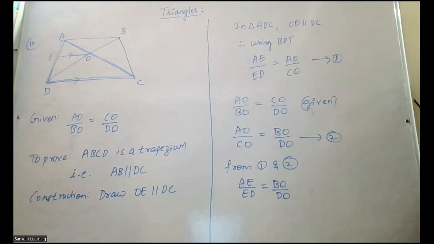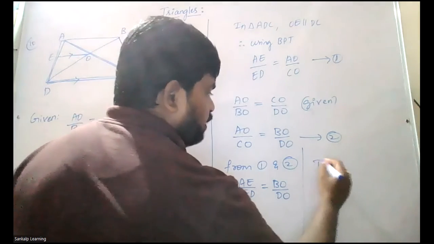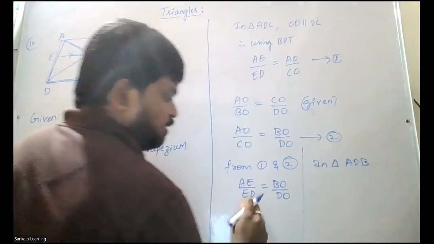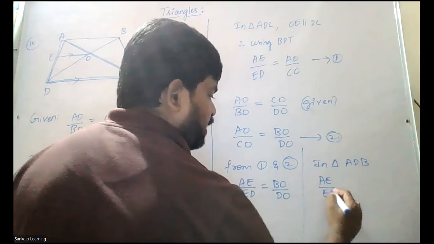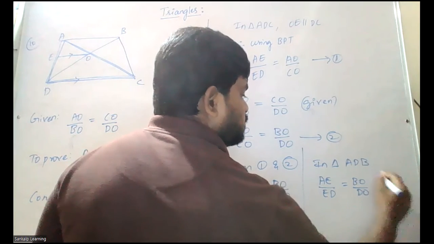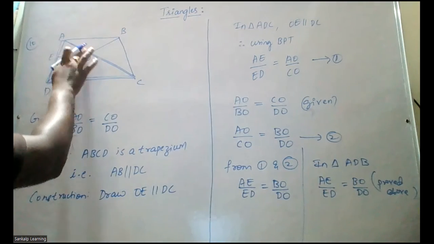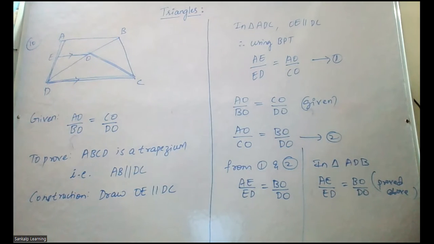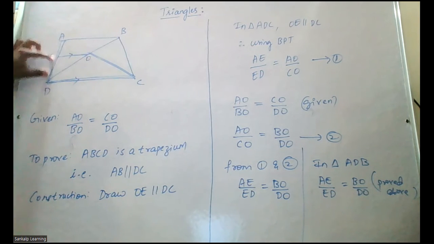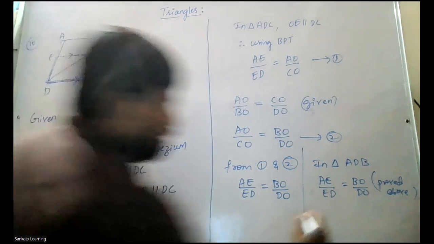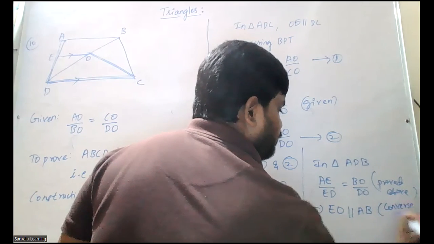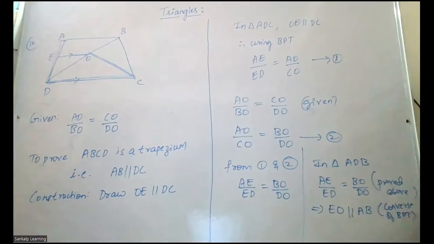Now, in triangle ADB, we can write this because just now we have proved it: AE by ED is equal to BO by DO. Now observe what is happening. We have got that AE by ED is equal to BO by DO. So the ratios are equal. Therefore, the line should be parallel. This implies EO is parallel to AB. This is the converse of BPT. Using the converse of BPT, we can say that EO is parallel to AB.